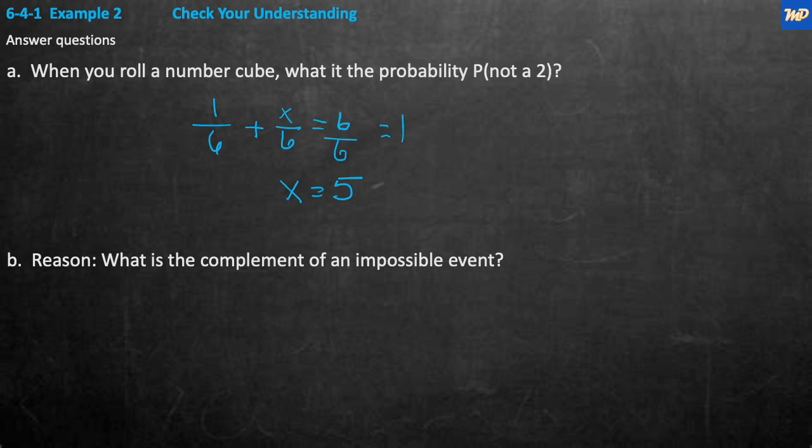What is the complement of an impossible event? If an event is impossible, its possibility is, let's say, very near to 0. So the complement of an impossible event is 100%. 0%, 100%. That's the complement of 0%. The closer you get to 0%, the more the complement goes to 100%. Okay?